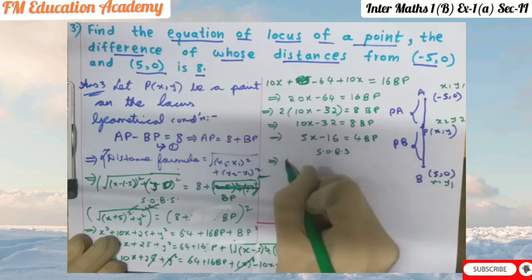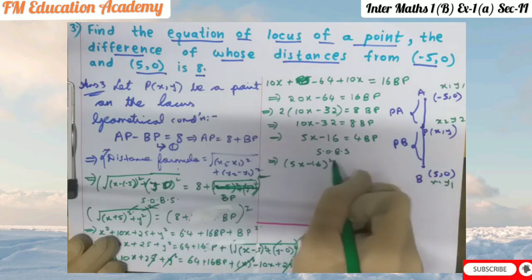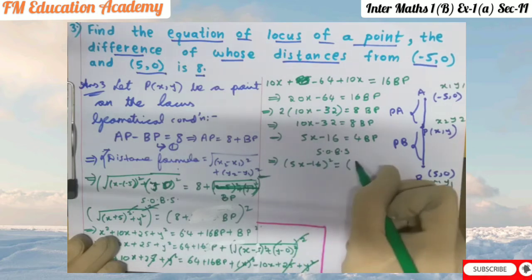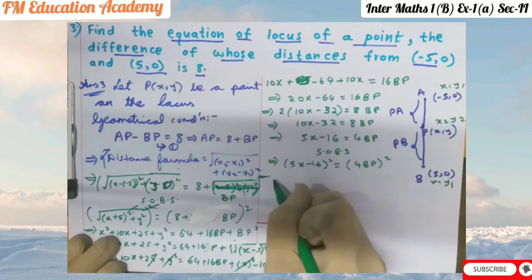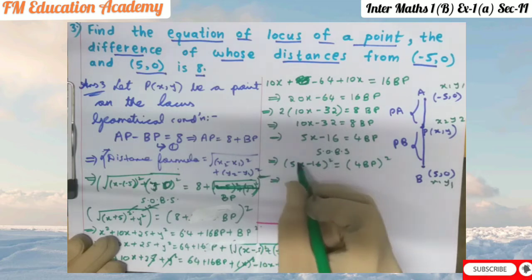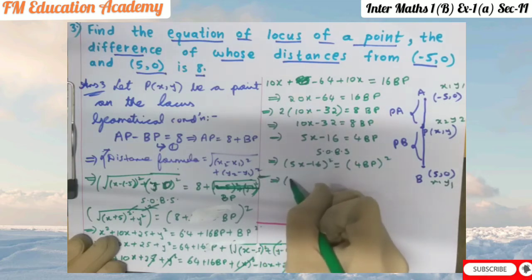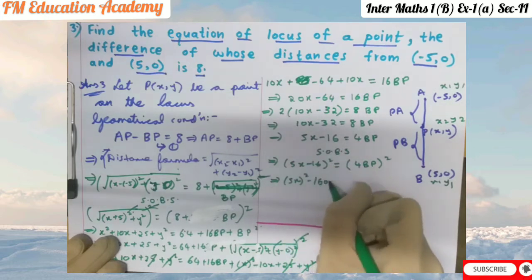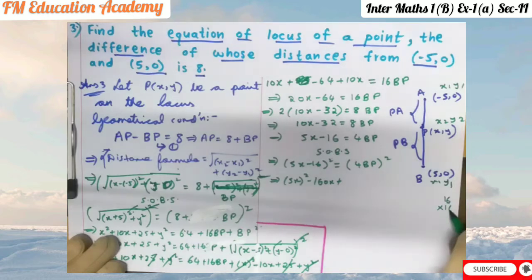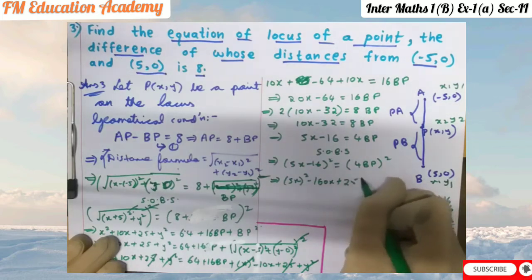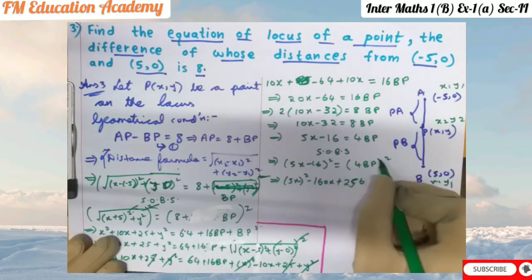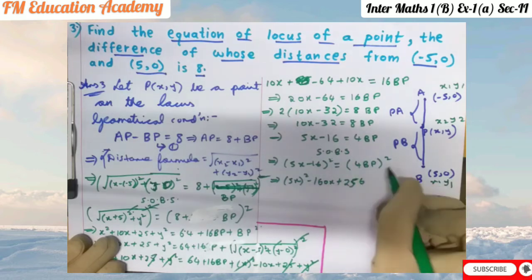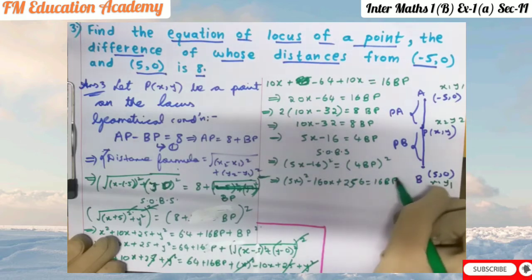See, I'll show you. 5x minus 16 whole square, when we square it on both sides, 4 BP whole square. Now it is in the form of a minus b whole square. What is a minus b whole square? a square minus 2ab, 2 5s are 10, 10 16s are 160x, plus 16 square is 256, is equals to, now this square belongs to 4 as well as this square belongs to BP. So 4 square is 16 into BP square.